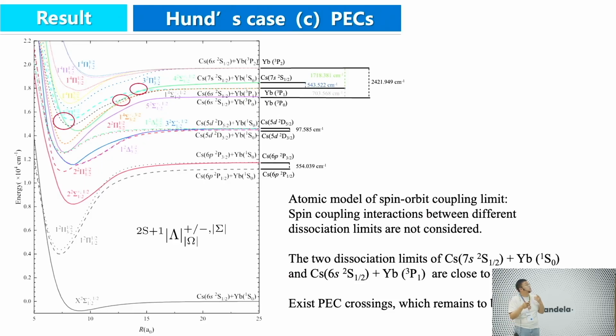Here is our result for Hund's case (c) in our model. The electronic states look like this, and everything goes well. But as we mentioned, for cesium in the 7s state, the dissociation limit is in the middle of the metastable ytterbium states. So in our atomic model there is a crossing between them, which is not very adiabatic. So it has some limitations in our model, but maybe for the next step we can deal with it. Right now, let's just have a look at what happened here.